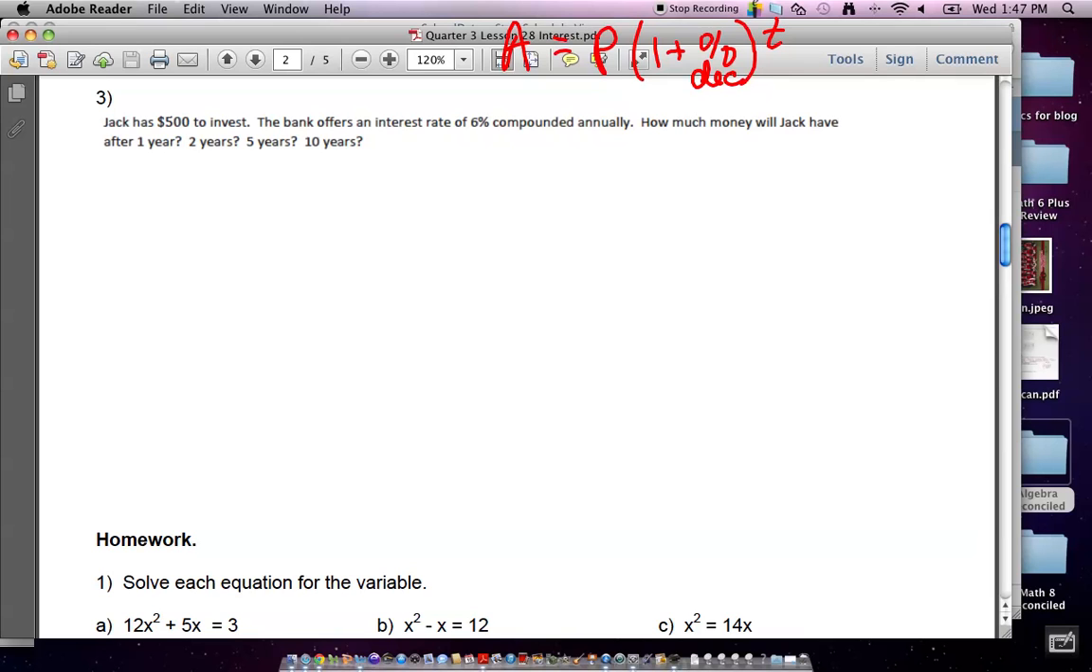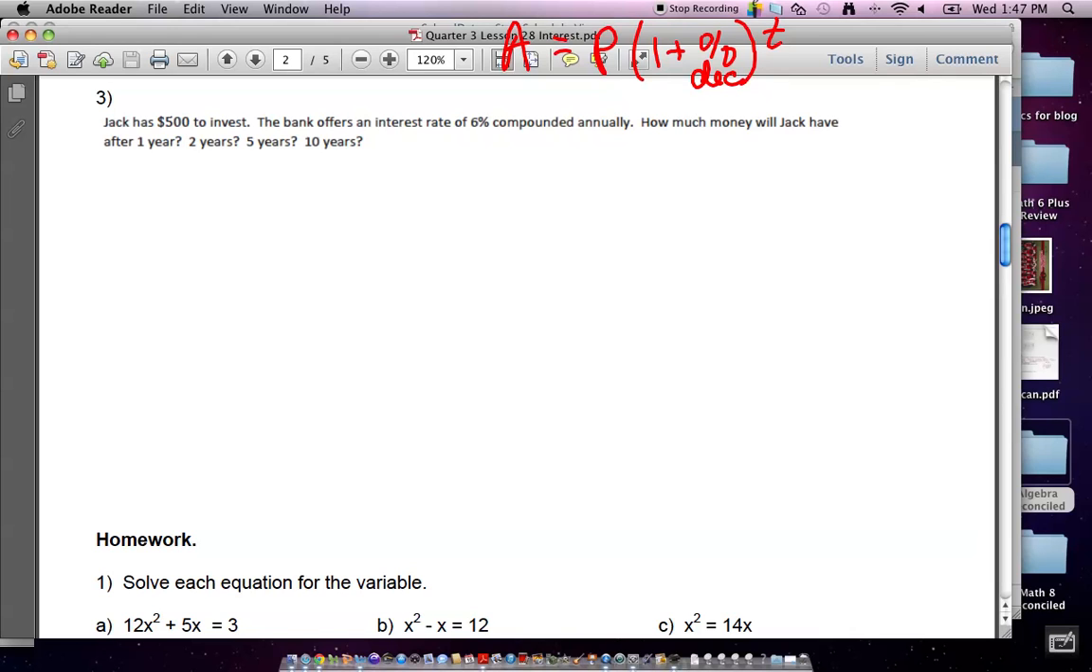The amount of money in the account at any point in time, that's what A stands for, the amount. It is the principal, the amount of money we start with, times 1 plus the percent as a decimal, to a certain power. That being T for time, okay?